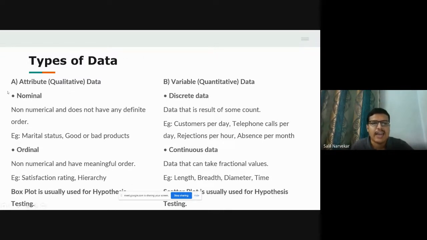And to analyze attributive data, we use a box plot in the case of hypothesis testing, and in case of variable data, you would be knowing about this, they are discrete data and continuous data. And for variable data, a scatter plot is usually used for hypothesis testing. Basically, before heading to hypothesis testing, I just wanted to talk about why in some places a box plot has been used and why in some cases a scatter plot has been used.